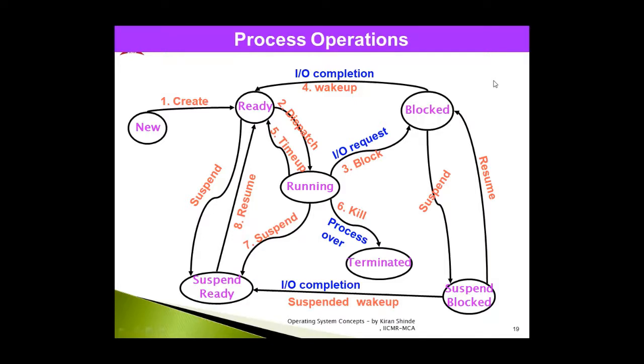Moving further, serial number 6, that is kill. Kill is nothing but an operation where the process is terminated after completing its execution successfully. So after the kill operation is executed, the process will change its state to the terminated state. So it will convey that the process is over.